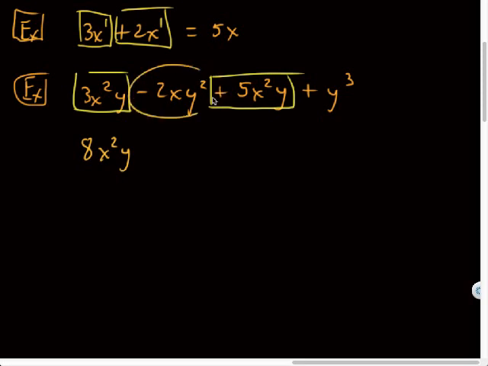And then does this guy have any friends? No, it's just all by its lonesome. And y cubed has no friends either. So I've simplified this, as I think Morrow said earlier. All right, so that's the idea.